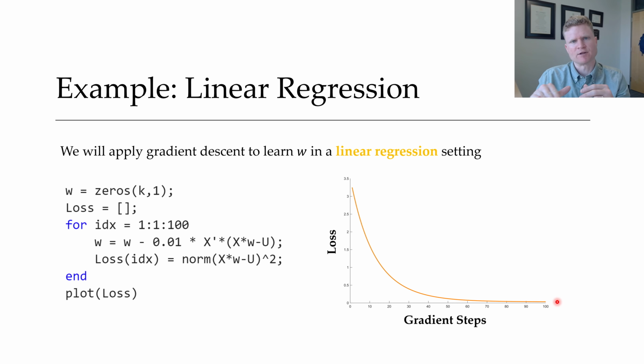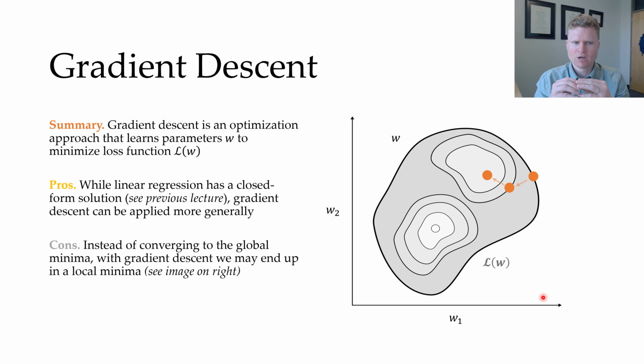It's also showing me that I'm converging, right? I found some values of W and I don't think I can improve any more than what I have. The values of W I found are minimizing that loss as much as I can, given the data I've been provided. Okay, so in summary, gradient descent is an optimization approach that learns parameters W in order to minimize some loss function like what we just saw.